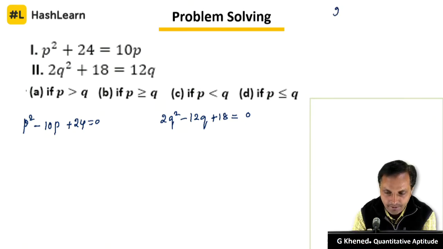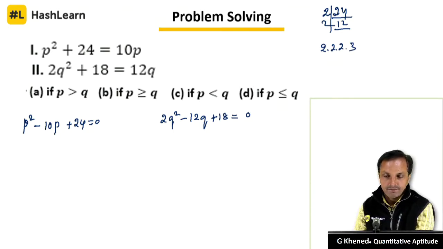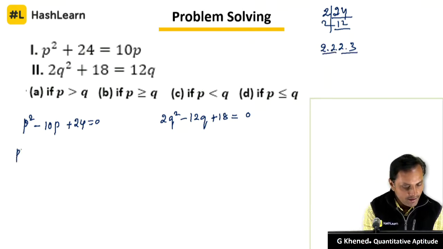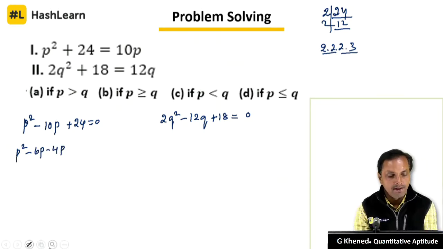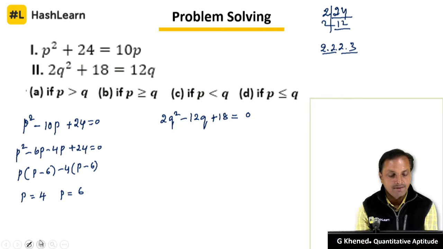So what are the factors for 24? 2 into 2 into 2 into 3. So you should get 10. So 2 2s are 4, 2 into 3 is 6. So p square minus 6p minus 4p, that will give you minus 10p plus 24 is equal to 0. So p is common, p minus 6, p minus 6, then you will have minus 4 here. The value of p is 4, and also the value of p will be 6.